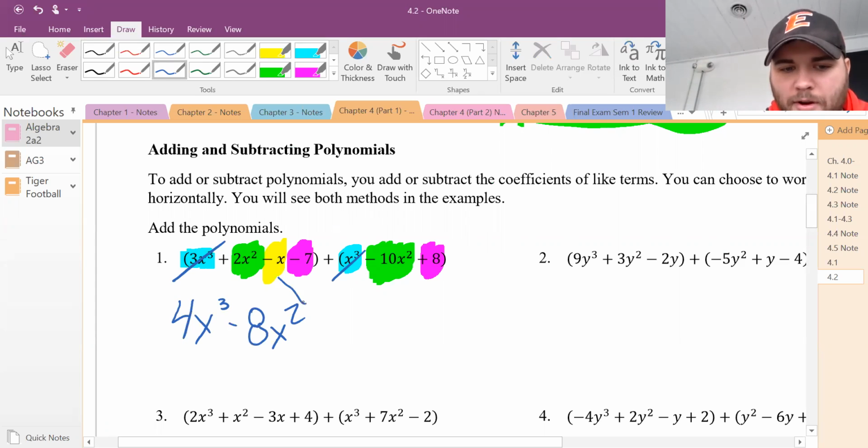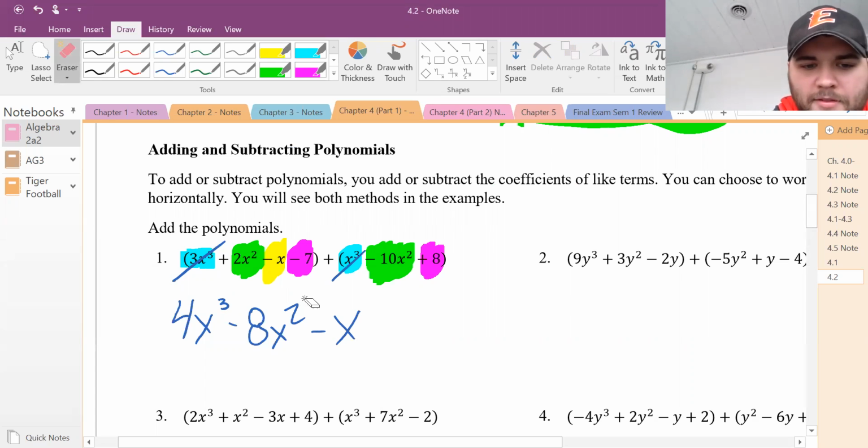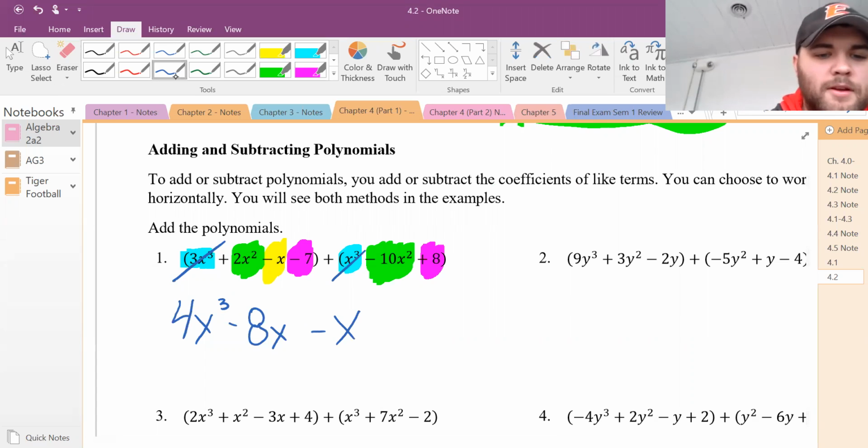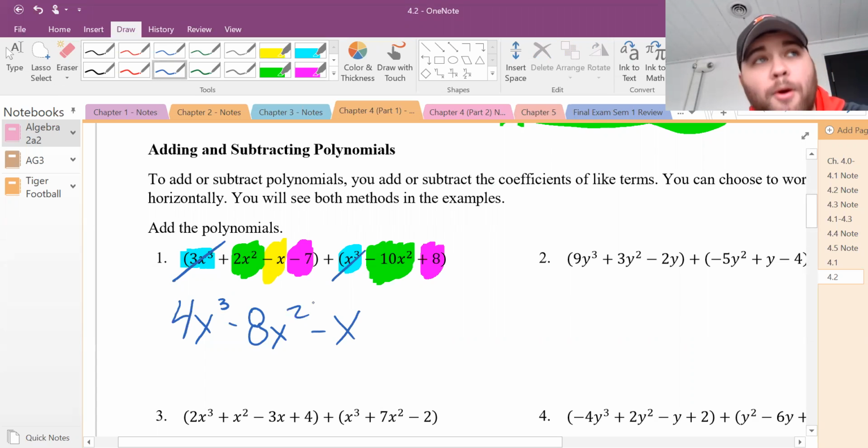Like I said, just drop that straight down if it doesn't have a like term. So drop that negative x straight down. It does not have a like term. Last but not least, we have the purple, the whole numbers. We have negative 7 plus 8, which gives me positive 1.